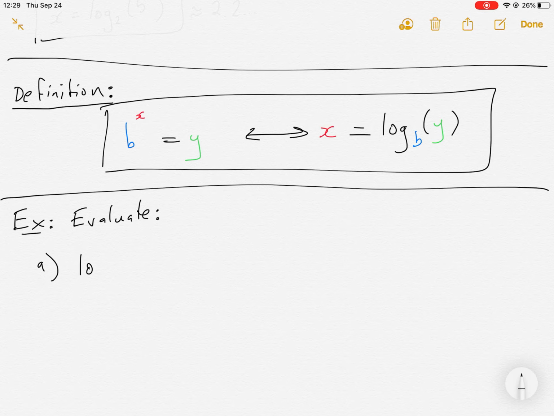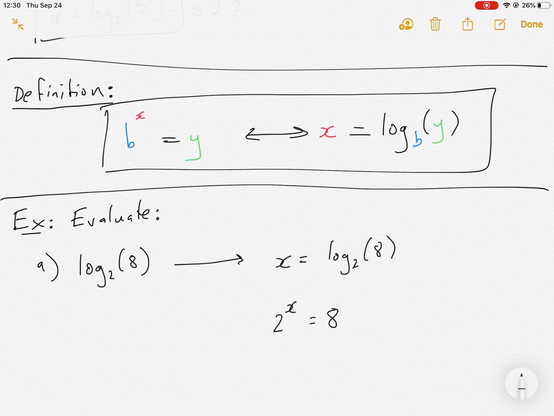So let's say we're trying to figure out what log base 2 of 8 equals. I'm not really sure what this is, but we can think of this as an exponential. We could say that x equals log base 2 of 8. So if I convert this to an exponential equation, 2 to the power of x equals 8, now we're actually into the same situation I started with. And so you'd say, oh, well, log base 2 of 8 actually equals 3, and that would be your final answer.